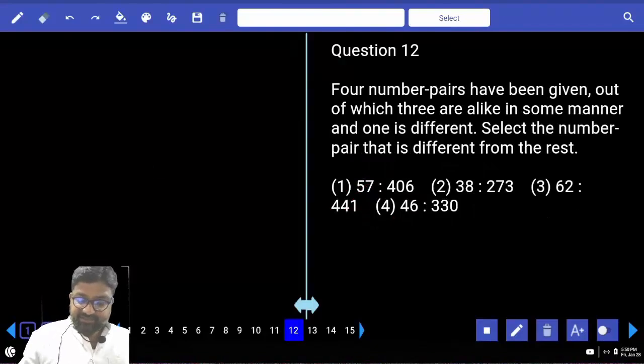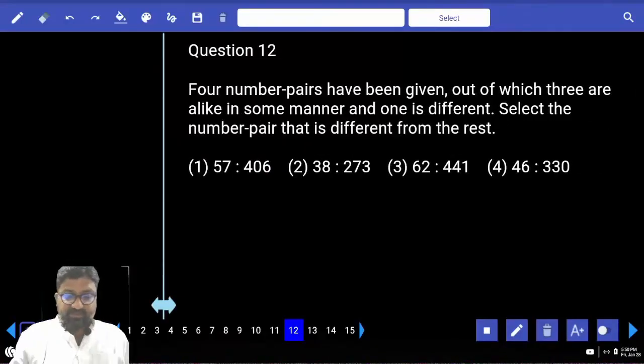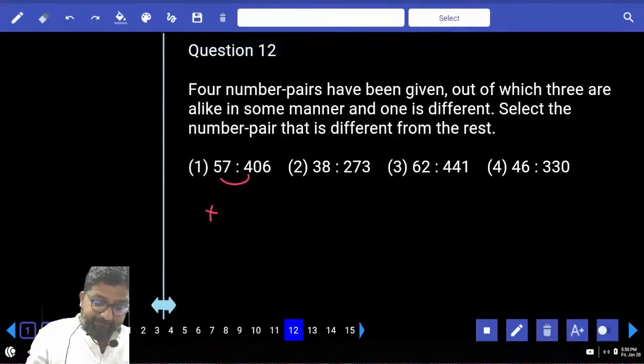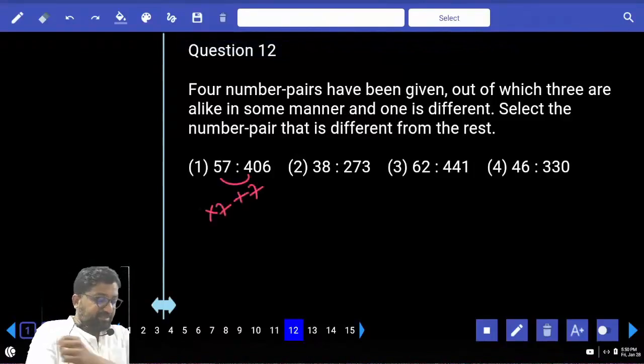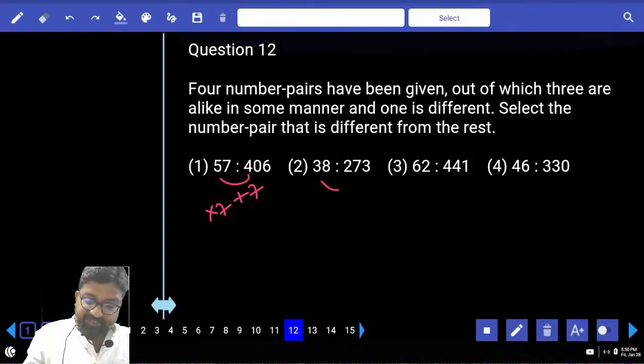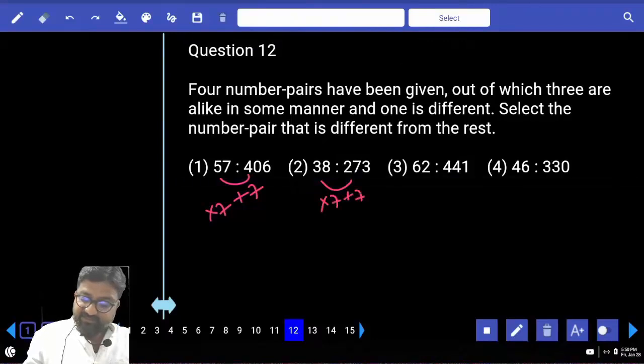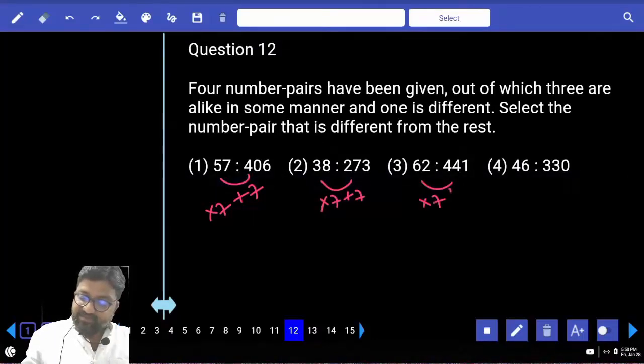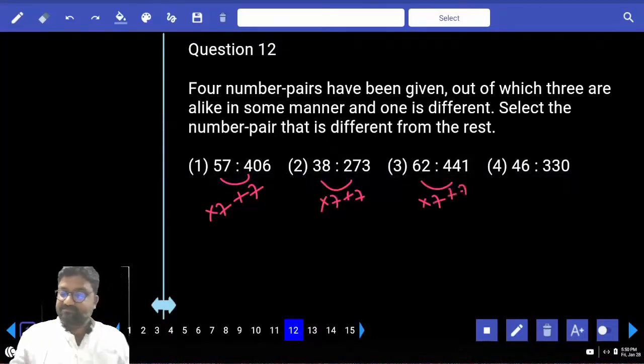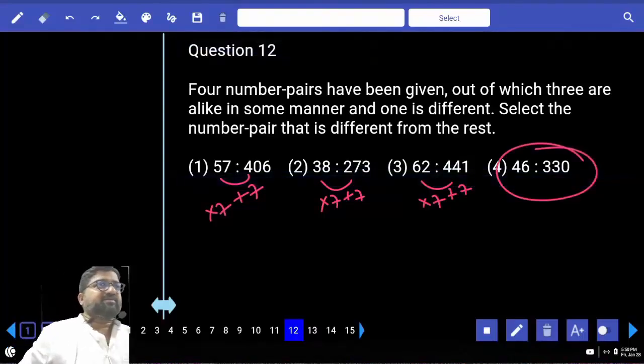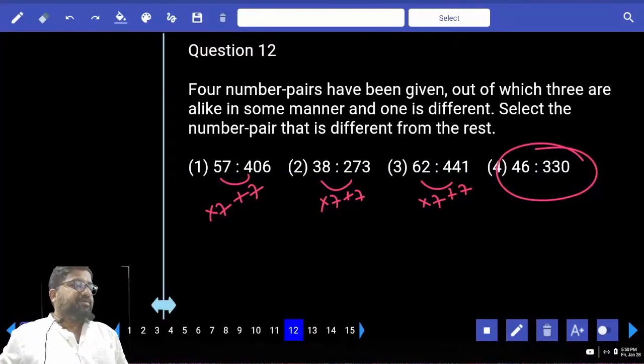Now what about this question? This is also a good one. Into 7 plus 7. Next, go for the same thing again here. 38 into 7 plus 7. And this is not into 7 plus 7. Okay? Yes or no? Let's go for the next set here.